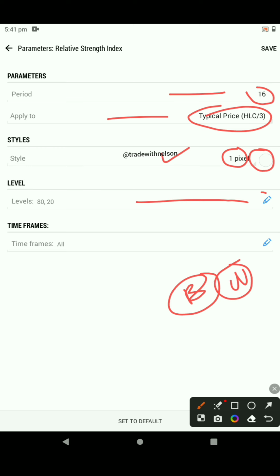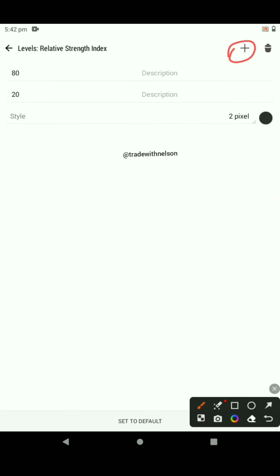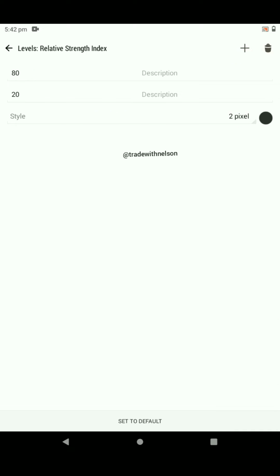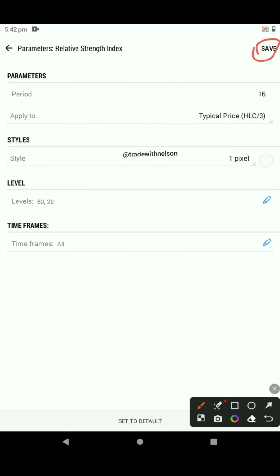The main thing we need are the levels. Click on this pen icon to add level. Add. Type 80 and 20. Style, make it 2 pixel and select color of your choice. After that, click on save.